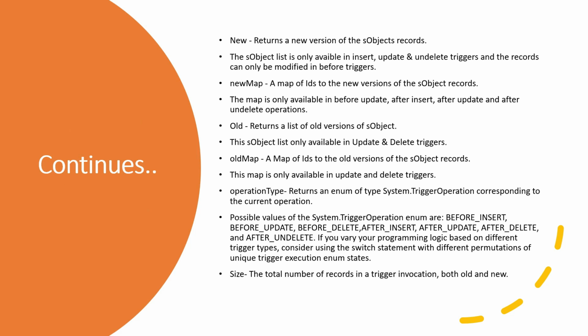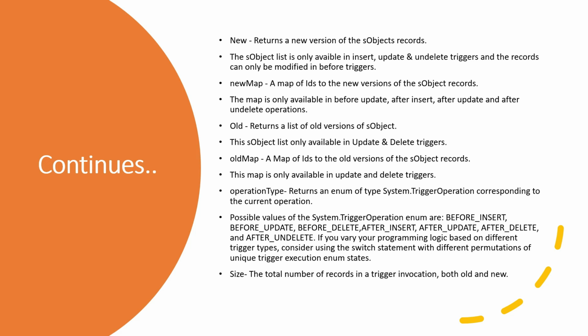So new returns a new version of the sObject records. The sObject list is only available in insert, update, and undelete triggers, and the records can only be modified in before triggers. newMap, a map of IDs to the new version of the sObject records. The map is only available in before update, after insert, after update, and after undelete operations.